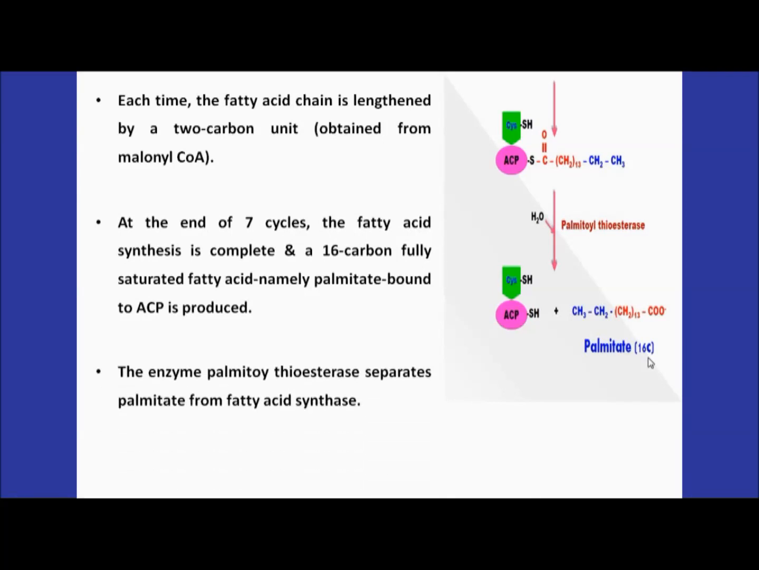This enzyme palmitoyl thioesterase separates the palmitate from the fatty acid synthase. So finally, it is going to cut off the product from the ACP, and you are going to get the palmitate, and it will remain as it is, or it is going to get involved in the further synthesis of the fatty acid. And this is the complete synthesis of the palmitate.